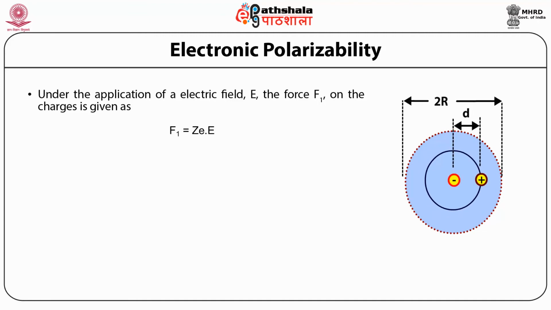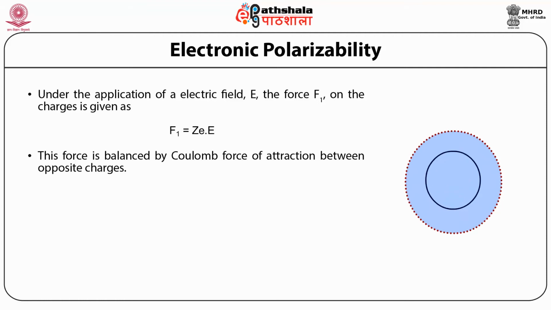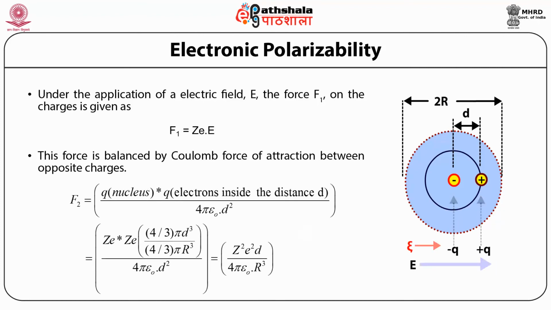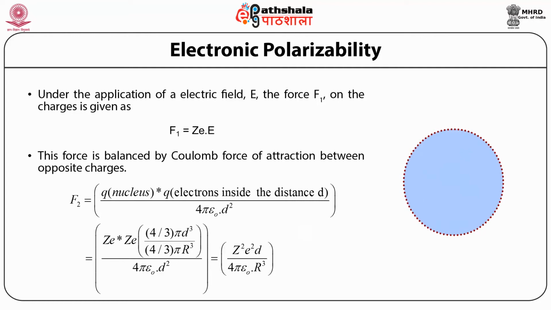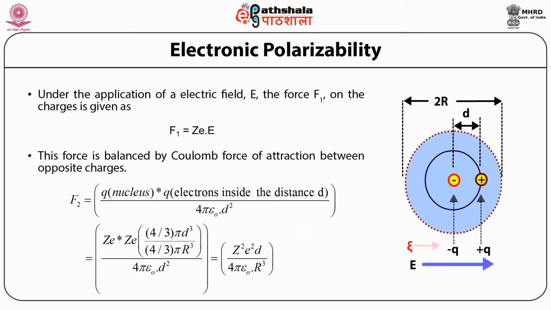However, d has to be finite because this force is balanced by the Coulomb force of attraction between opposite charges, which can be calculated by simple electrostatics and is given by F equal to Q of nucleus into Q of electrons inside, which are separated by the distance d, divided by 4 pi epsilon naught d square.